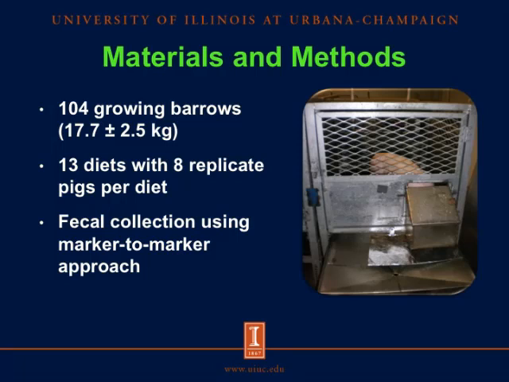For this experiment, we used 104 growing barrows with initial body weight 17.7 kilograms. We used 13 diets with 8 replicate pigs per diet, and we had fecal collections using the marker-to-marker approach.